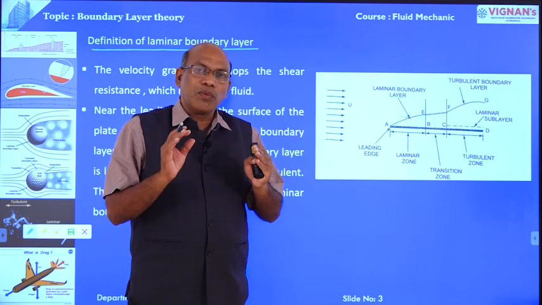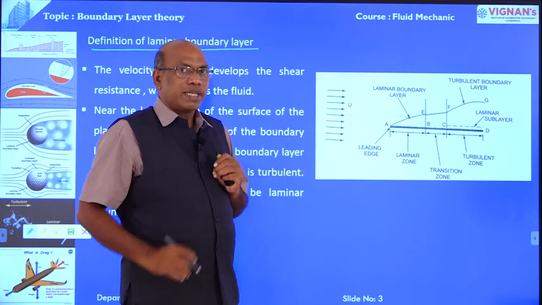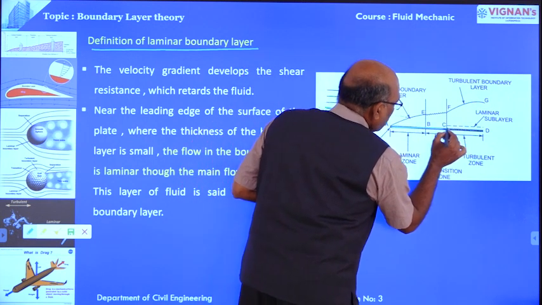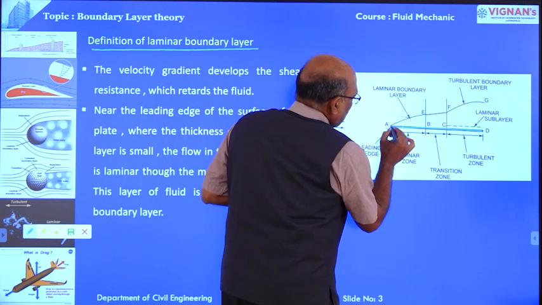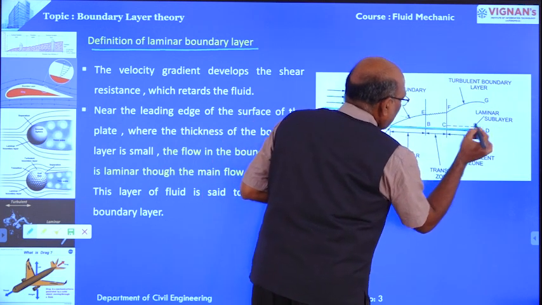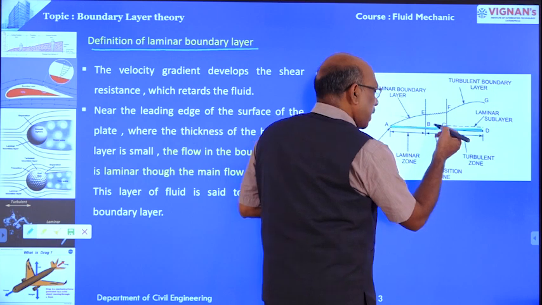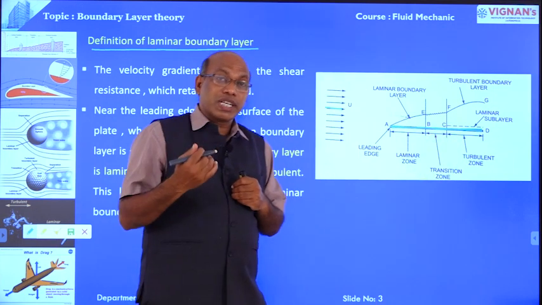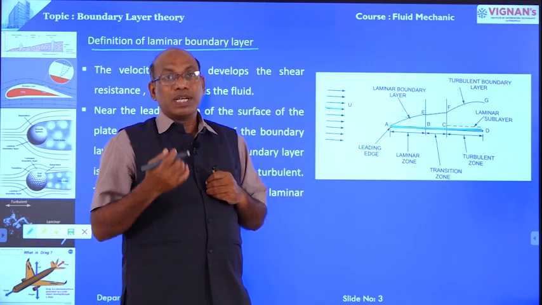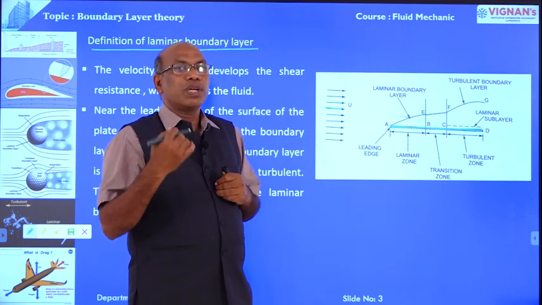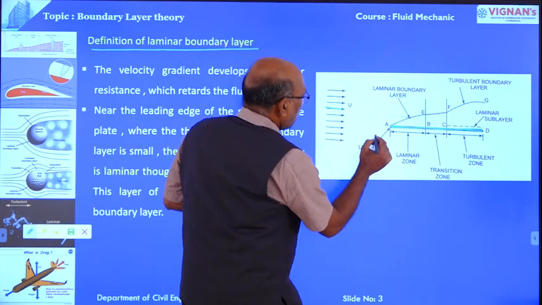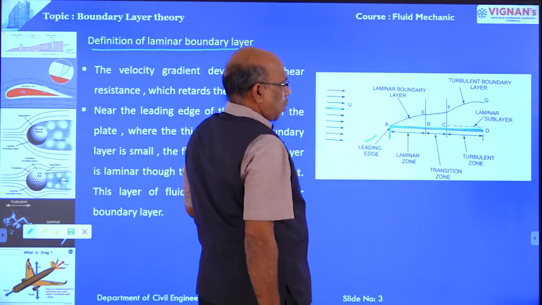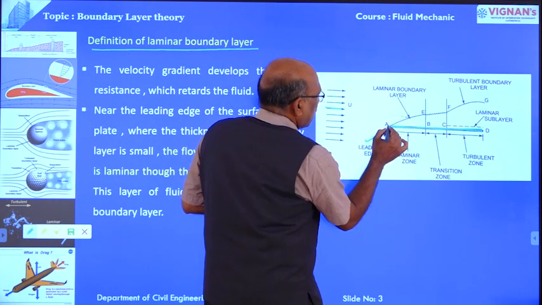Definition of laminar boundary layer. The free stream velocity flows over the solid boundary. Over the surface of the boundary, the velocity is 0 because the plate is stationary. Shear stress exists. That shear stress retards the flow. Therefore, this is the leading edge of the solid boundary.